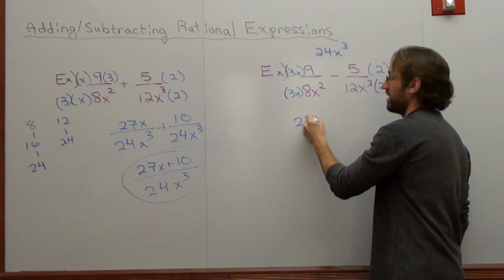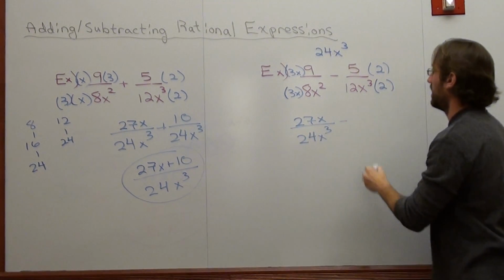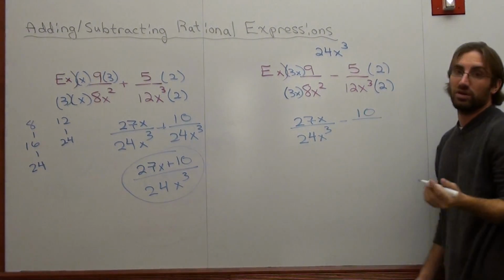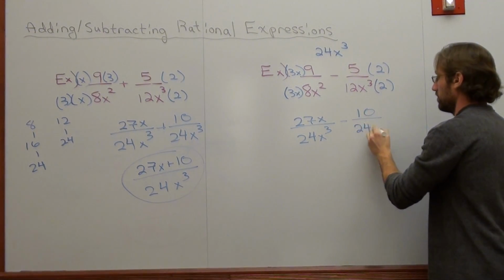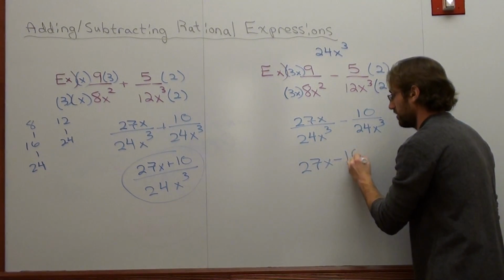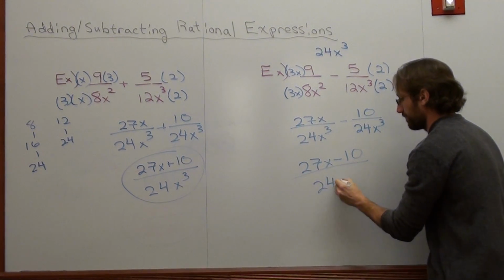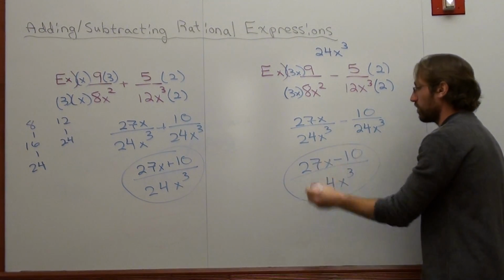So I got 27x over 24x cubed, subtracted by 10 over 24x cubed. 27x subtract 10, can't do anything there, over 24x cubed. We got plenty more to do.